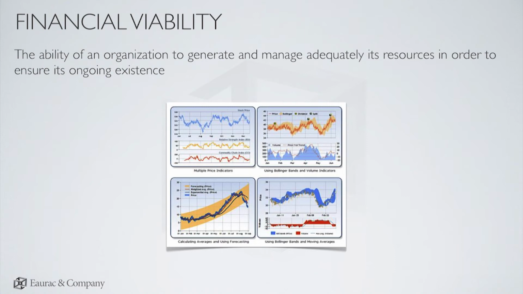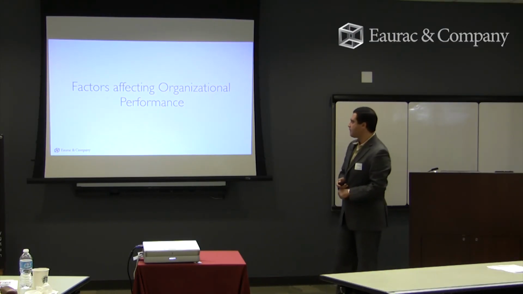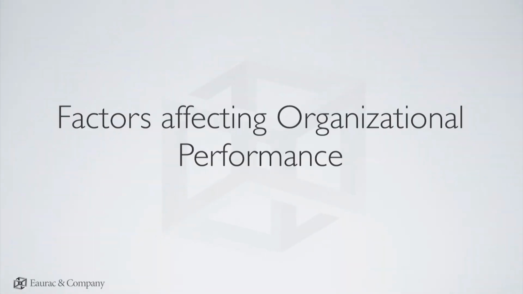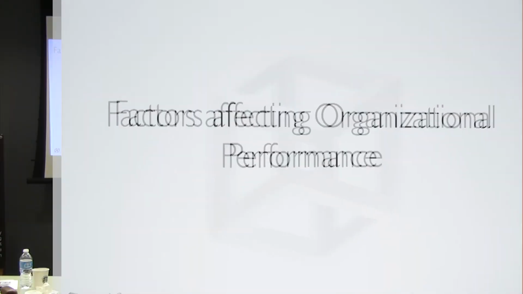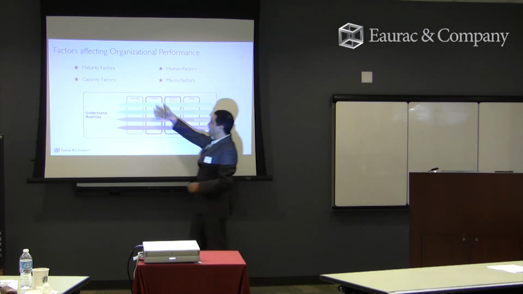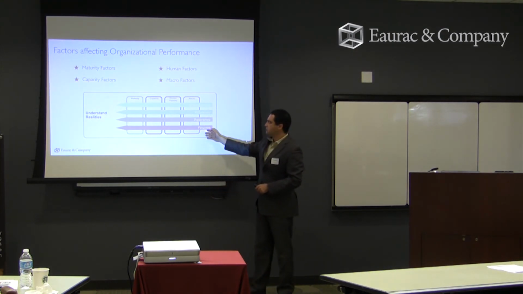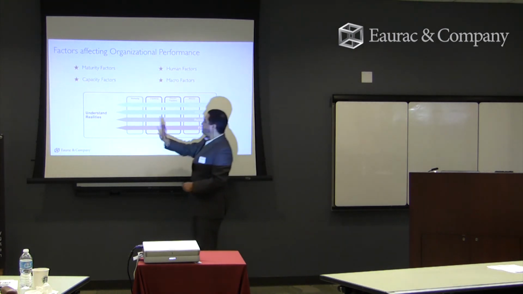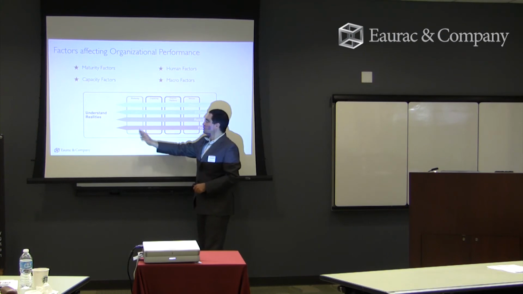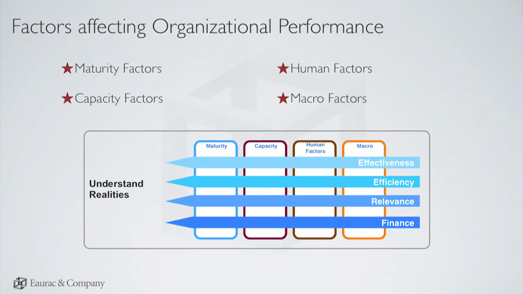Okay, so now let's talk about factors that are affecting the organizational performance in general. Those were the dimensions. Now we talk about the factors. The way the factors come in, if you imagine these are parallel ones, and the factors that affect every single dimension as we go, we group them into four: organizational maturity, capacity, human factors, and macro factors.